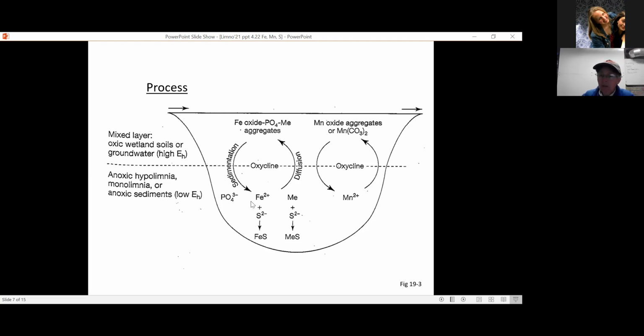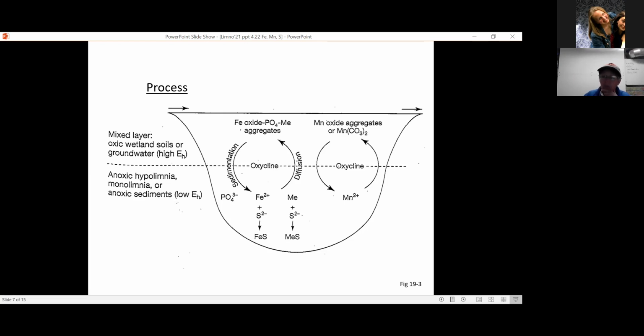Down here in a reducing environment, the iron is reduced from ferric to ferrous, and then it no longer sticks to the phosphate. The iron phosphate will dissolve. So now down here in the anoxic part of the lake, you've got ferrous iron.